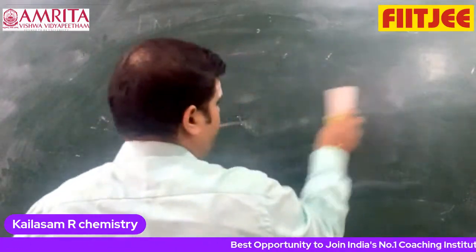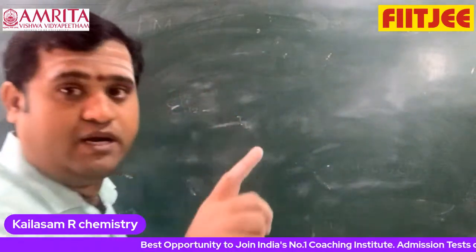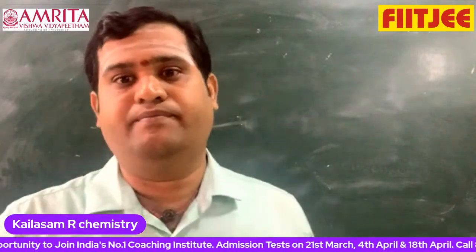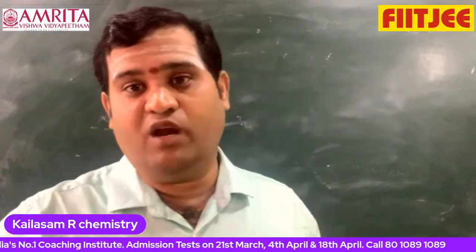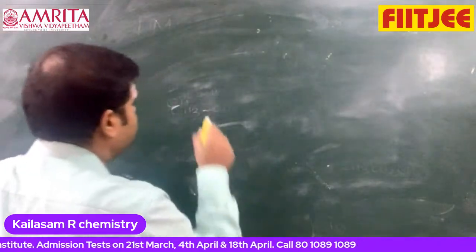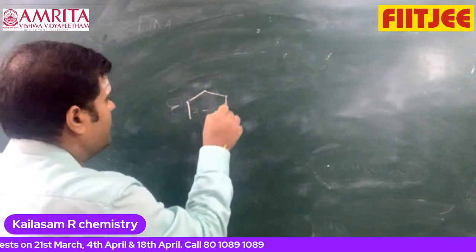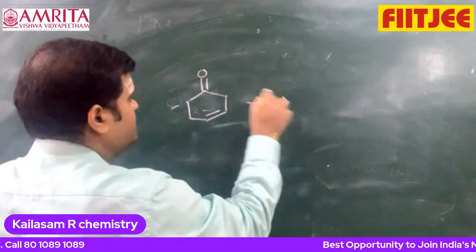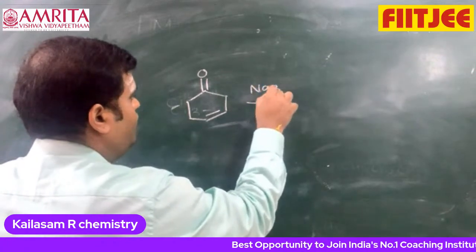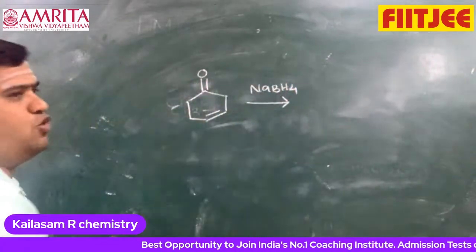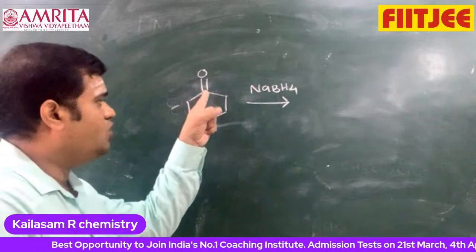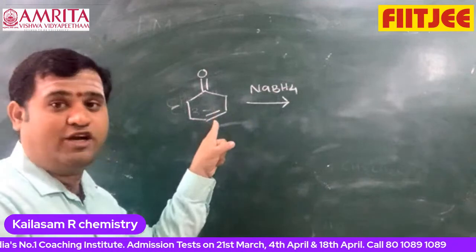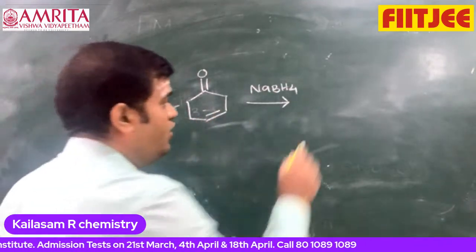Now, in the exam, what will they ask? Even carbonyl compounds can be reduced by using nickel and hydrogen. In the exam, they will ask you, for example, NaBH4. What will happen? Sodium borohydride. Please keep it in your mind. Here there is a double bond, and it is never reduced. Sodium borohydride does not reduce a carbon-carbon double bond.